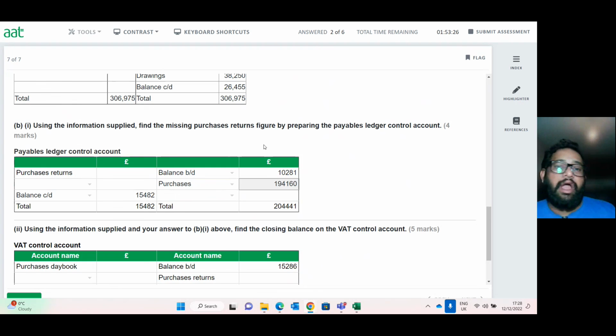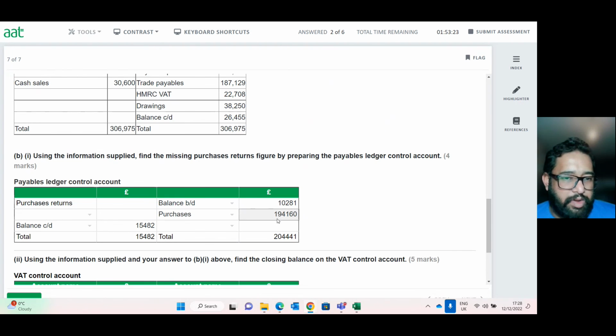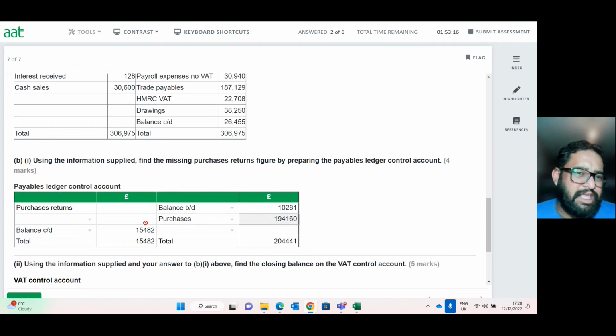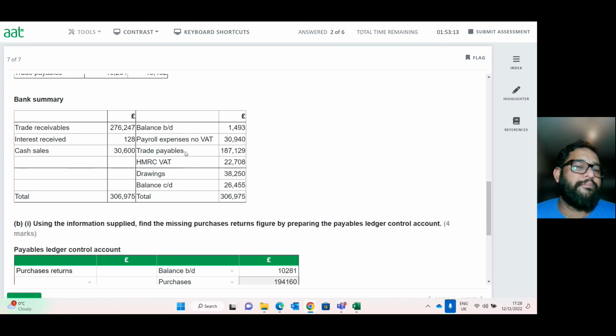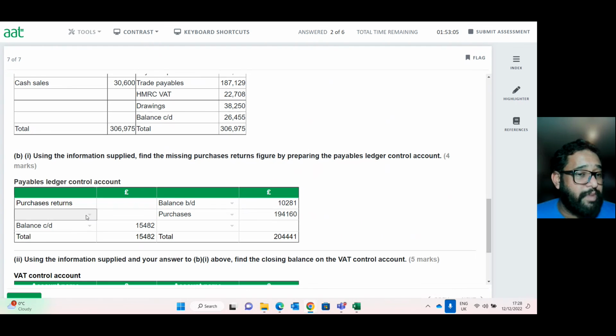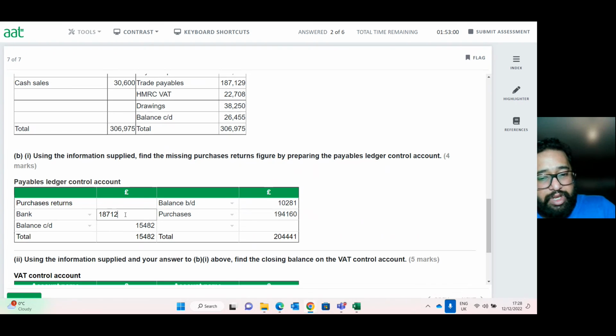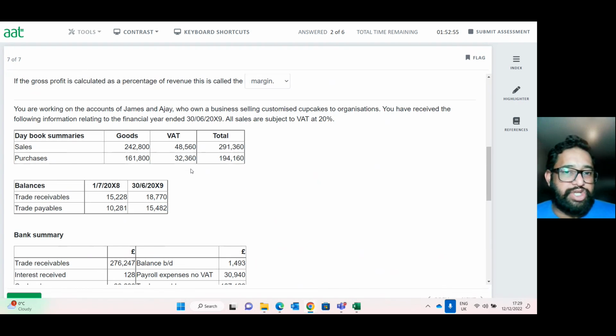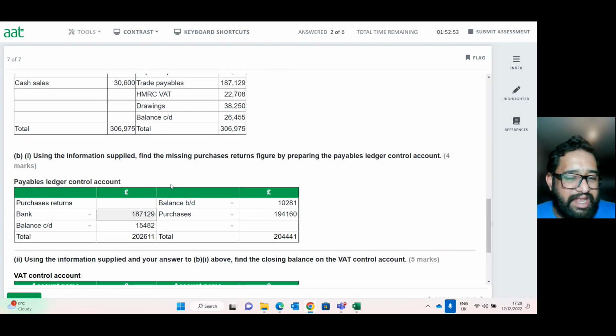Do I have anything else I have to put in these boxes? Because if I look at it here, I have that, I have that, I have that. I haven't found that yet, but at the moment I have only that balance. Something is missing. What is it? The amount we have paid our trade payables. From our bank account summary, it says there we paid them 187,129 on the credit side. So it goes onto my PLCA on the debit side, 187,129 pounds. So we have done everything required here. Do I have anything else I need to consider? Nope, nothing else here.